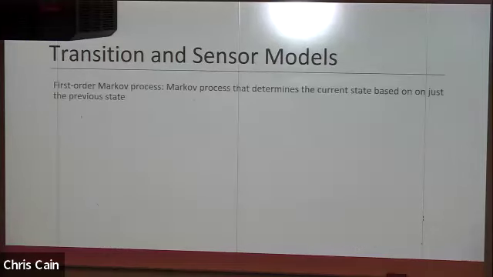We can talk transition and sensor models. So Markov processes can be broken down into first order, second order, third order with regards to how long of a history we are looking at. So a first order Markov process is just looking back to a history of size 1. Then second order would be looking back at a history of size 2, third order history of size 3, etc. And so the information in that length of a history will determine the current state.